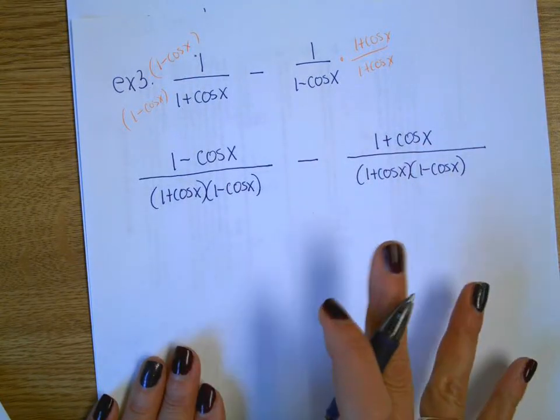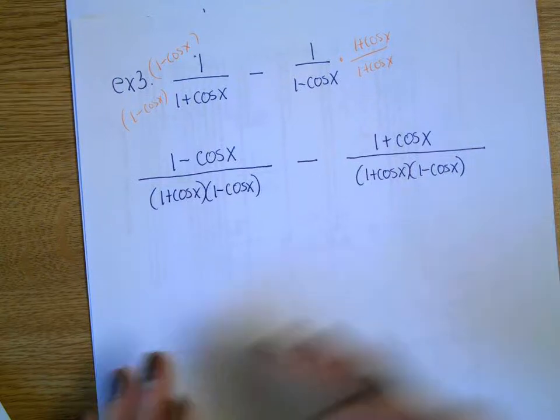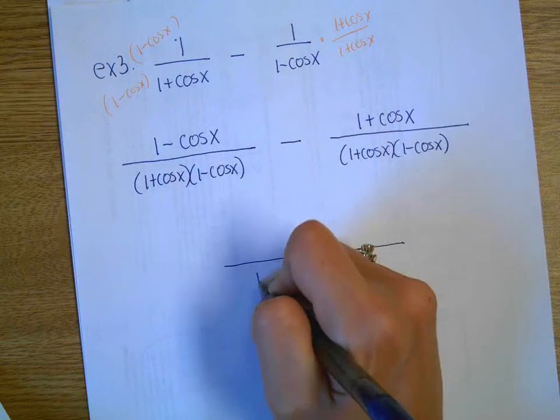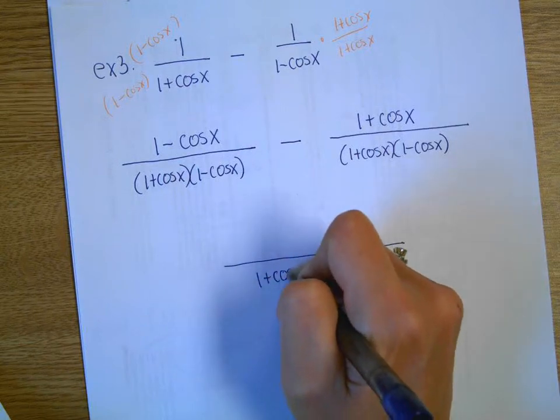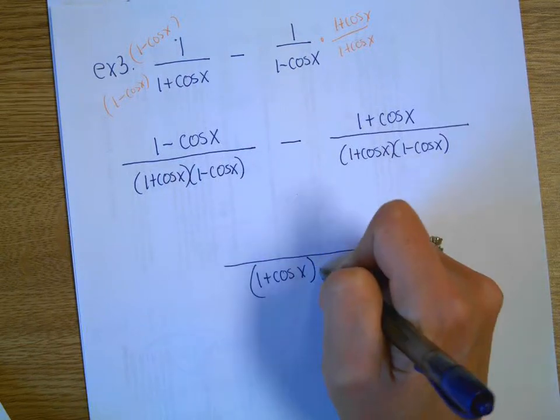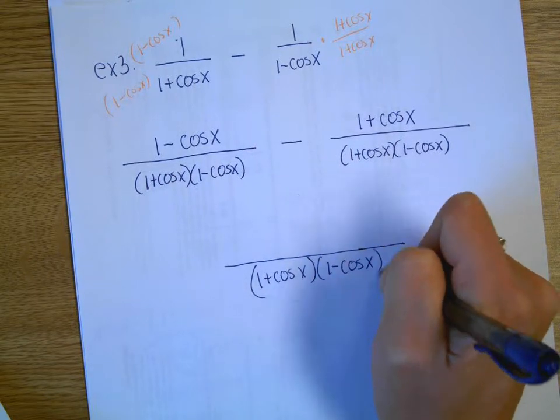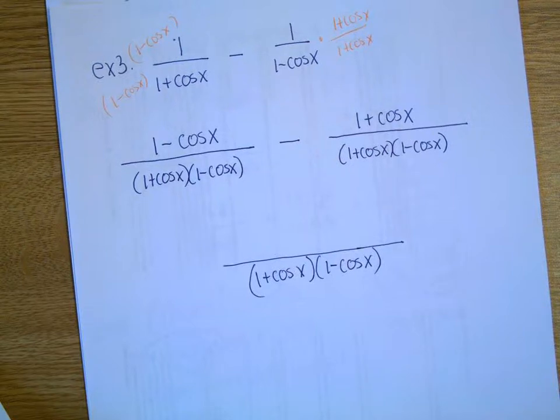Okay, now that we have the common denominator, what's the next step? Put them together. Squish them together into one fraction. So would it be negative 2 cosine x? We're going to find out in a minute. Or am I making that up? You are making that up. Okay, what I get for trying.